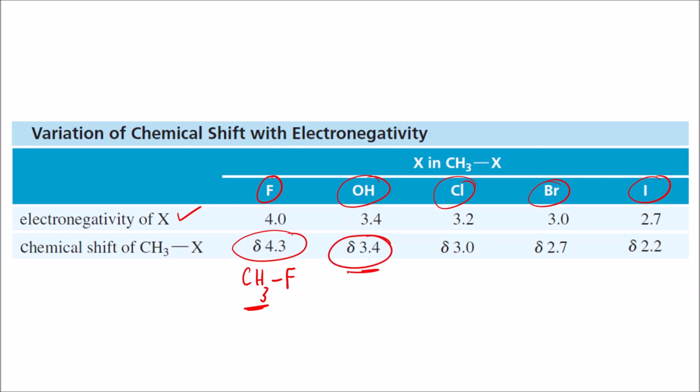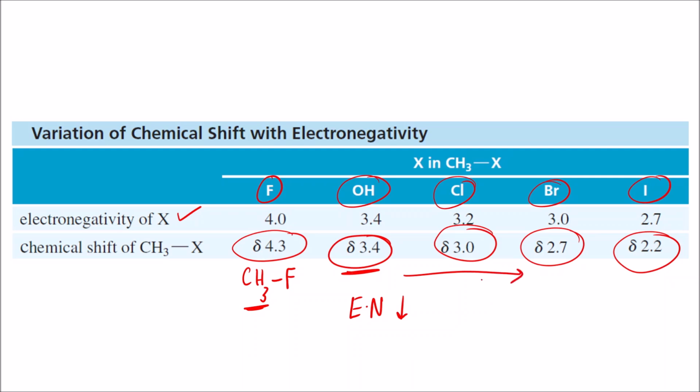OH is less electronegative, so you can see the chemical shift value is decreasing. Because the electronegativity is decreasing, the electron density around the methyl is increasing. Electronegativity is decreasing from left to right, so the electron density is increasing. Since the electron density is increasing, what will happen? Magnetic field experience will be lesser. Remember, I rain as the magnetic field. So the magnetic field will be lower, and the chemical shift value or delta also decreases.